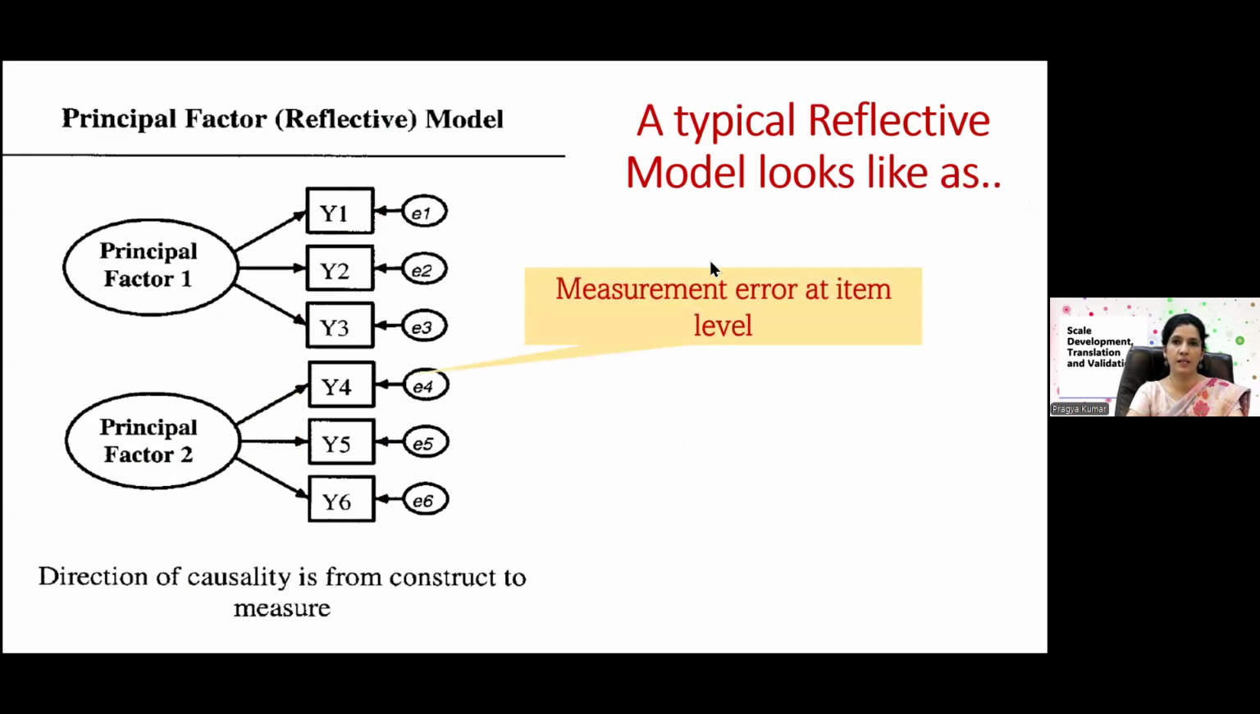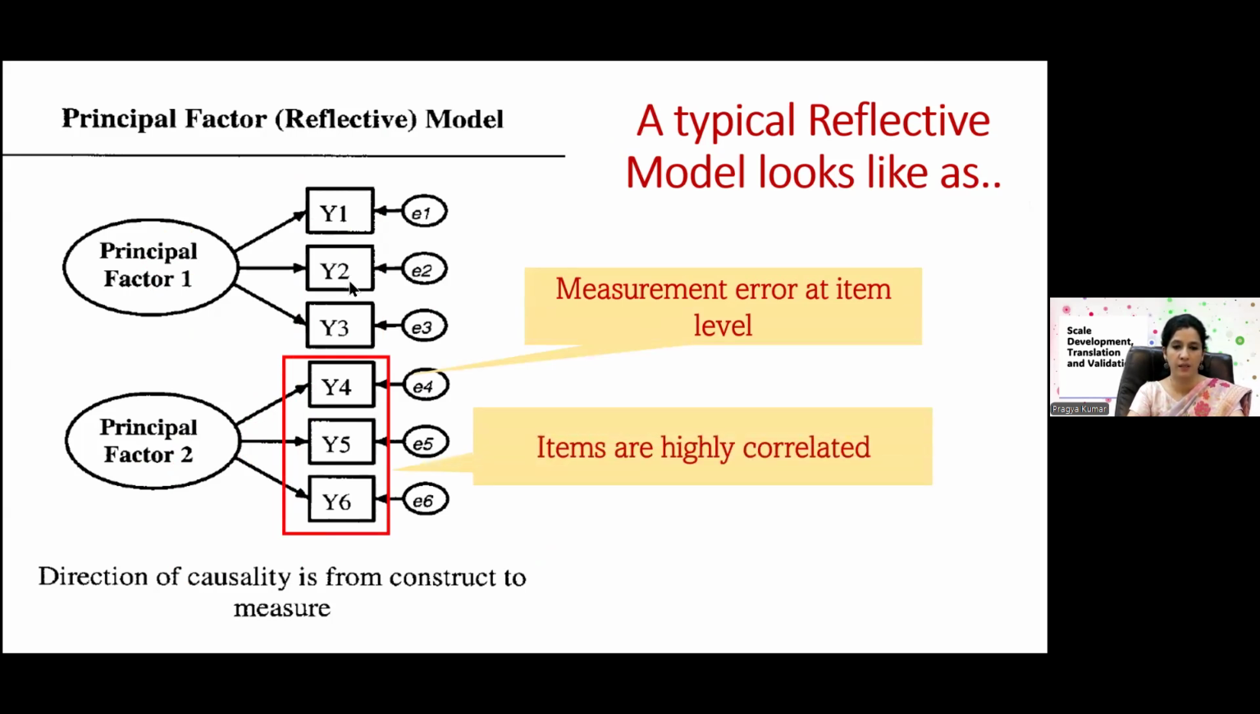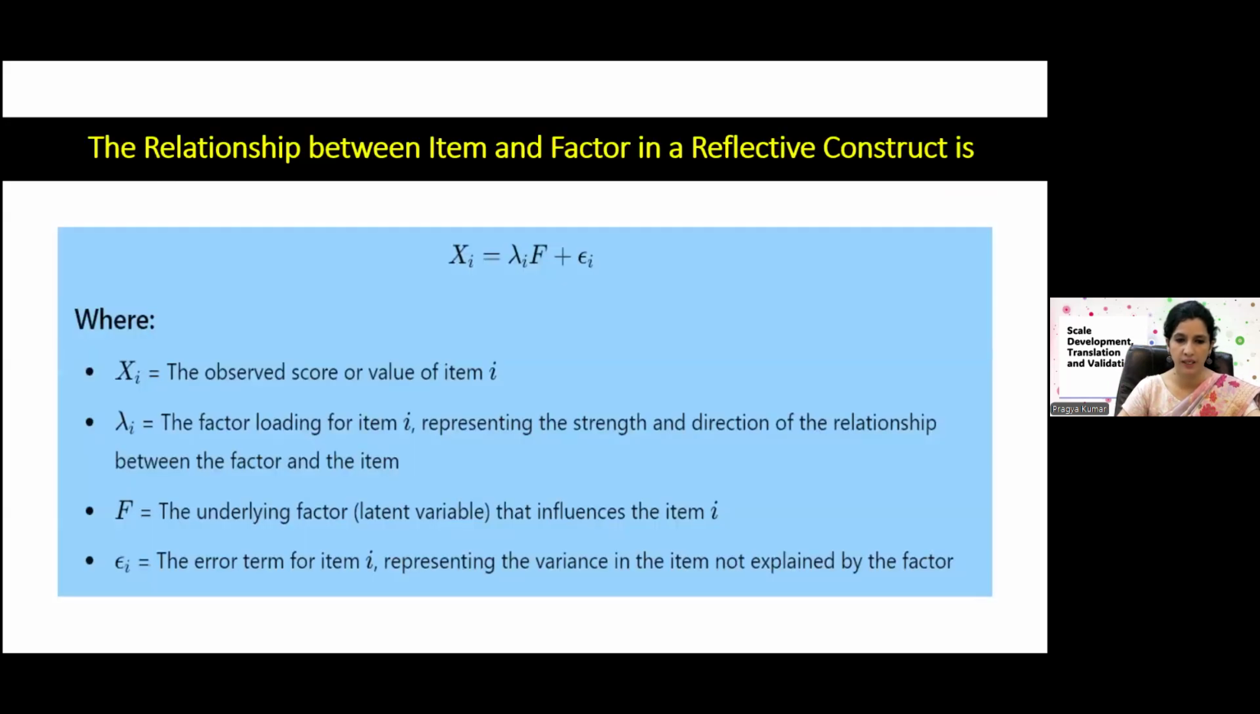You can say that the measurement error is at the item level, and there will be high correlation between these 3 items. So the items will be highly correlated. What I said is, in a reflective model, the items are highly correlated with each other. But how can we write the relationship between the item and the factor?